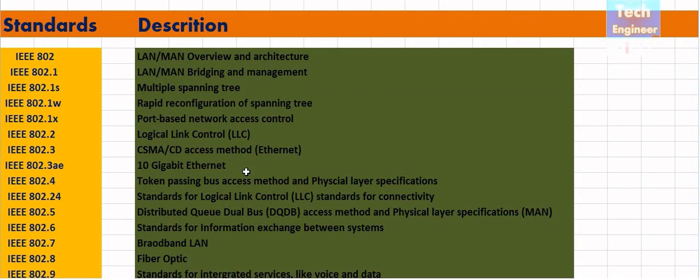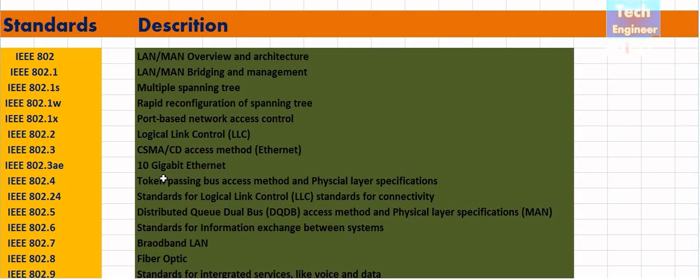IEEE 802.2 is logic link control, LLC. IEEE 802.3 is for the CSMA/CD access method, which is commonly known as Ethernet, and this is the actual internet we are using, Ethernet. So this is very important, IEEE 802.3.